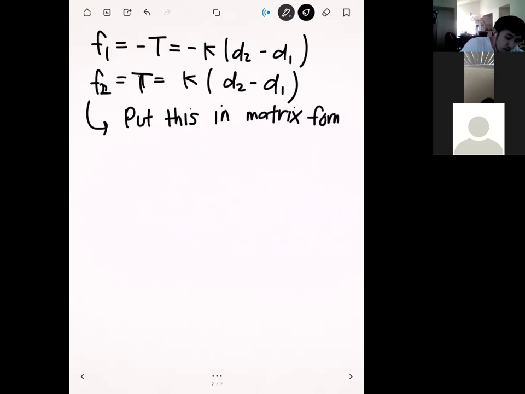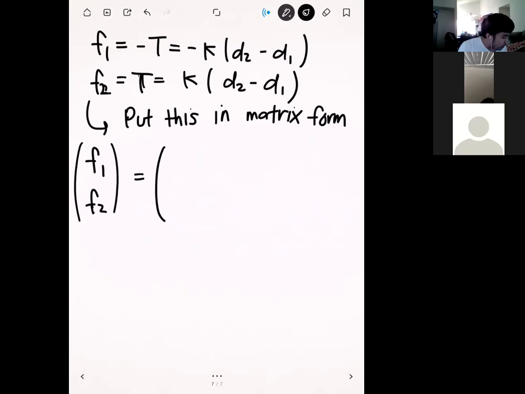And so now that we have these equations, where one relates the force on the left-hand node to the displacements, and the other relates the force on the right-hand node to the displacements, we're ready to put this in matrix form. Once we put this in matrix form, we'll have our element stiffness matrix from here. So let's go ahead and do that. In matrix form, on the left-hand side, we have F1 and F2.